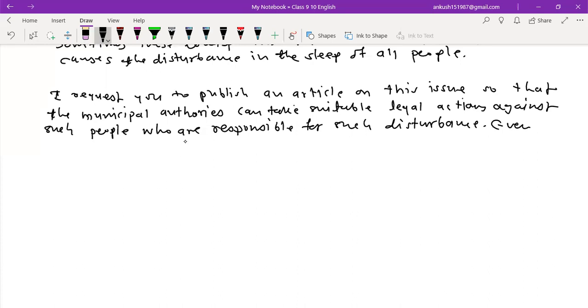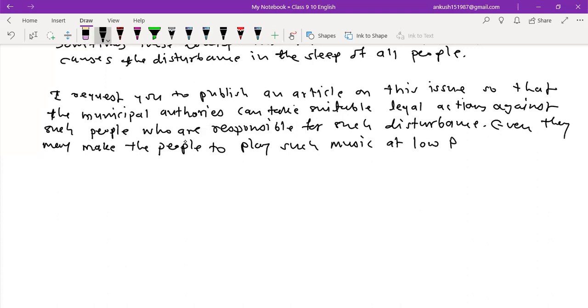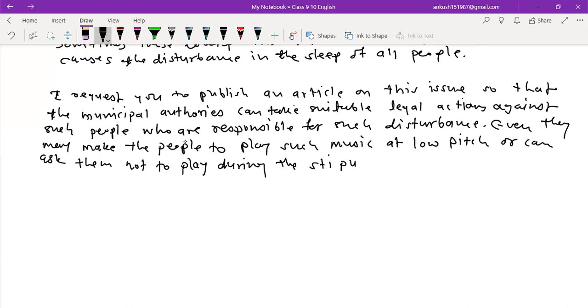Even they may make the people play such music at low pitch, or can ask them not to play during the stipulated timings. The stipulated timings. Understood?